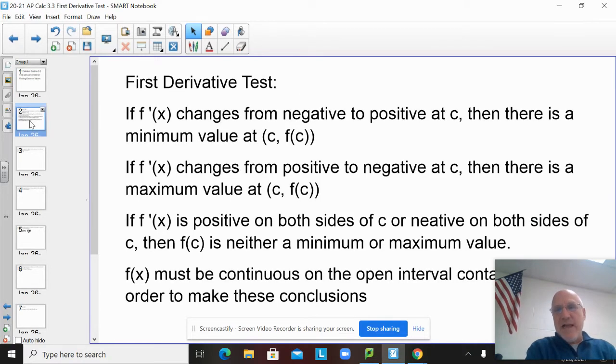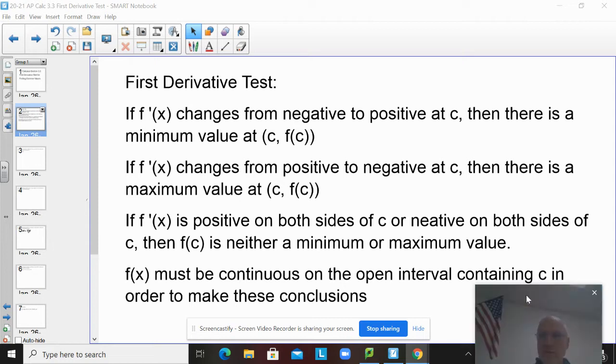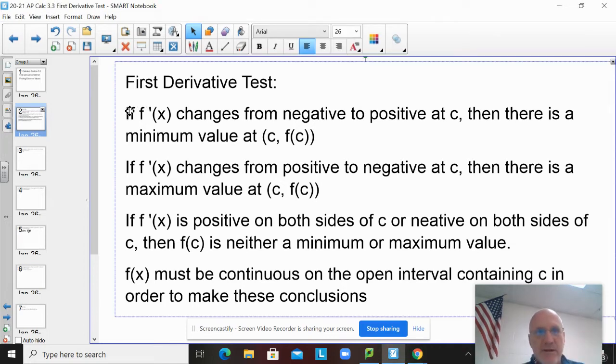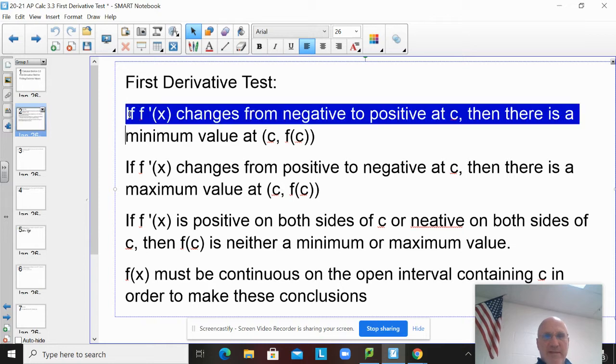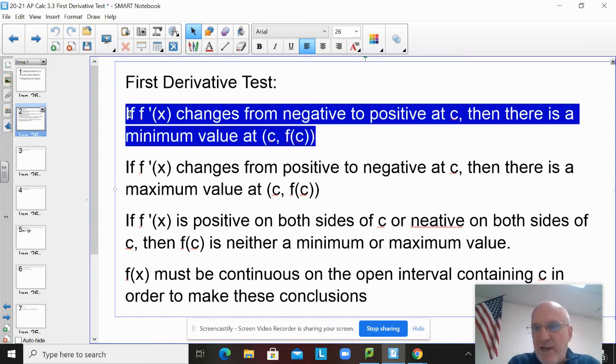All right, so here is the actual first derivative test. It's a little wordier than it actually is, it's simpler than this. So the first derivative test says this. The first sentence says this, and the second one is just kind of the opposite. I'm reading this sentence right here. It says, if the derivative changes from negative to positive at some value c, then there's a minimum value at the point c, f of c.